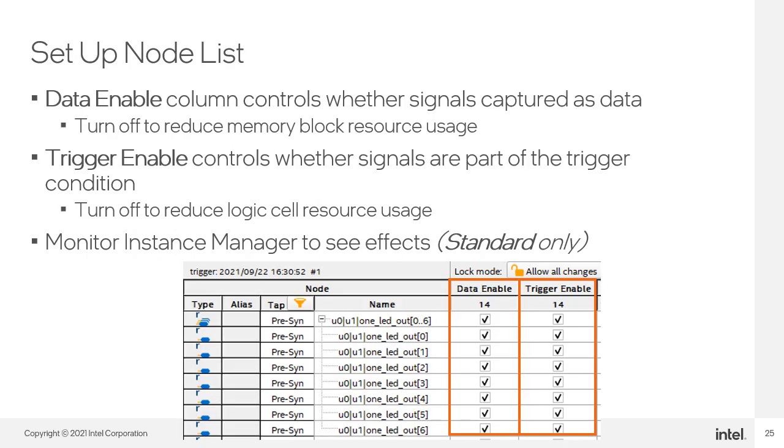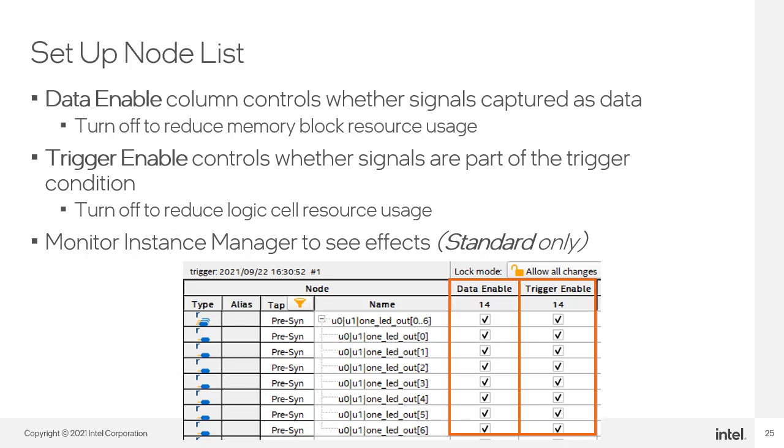After signals are added to the node list, you can configure how the logic analyzer should use those signals. The Data Enable and Trigger Enable checkboxes on each row in the node list are used to disable usage of the associated signal or group. If Data Enable is disabled, the corresponding signal or group will not be monitored or captured when the logic analyzer is run. This can help in reducing the size of the memory buffer needed by the logic analyzer, since no memory is required for storing sample data for the disabled signals.